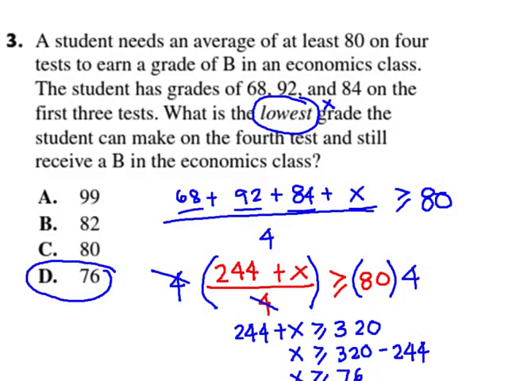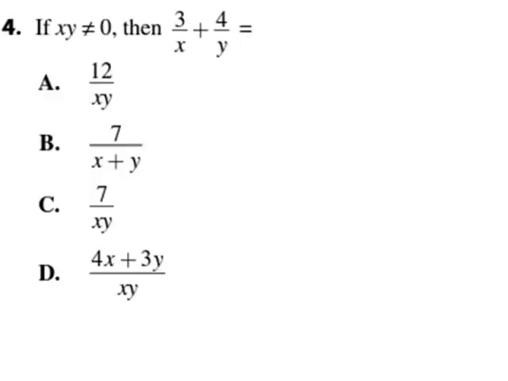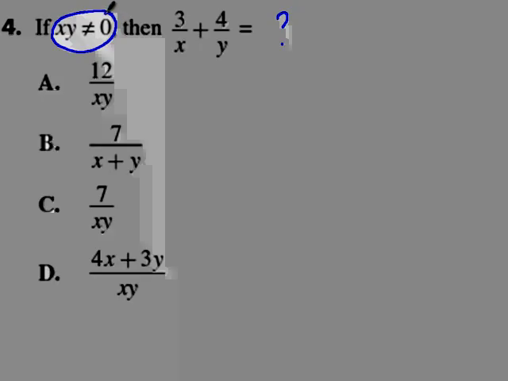Okay, let's go to the next question. Problem number 4. If the product of X and Y is not 0, then 3 over X plus 4 over Y is equal to what? Now, what do we mean by X times Y not equal to 0?